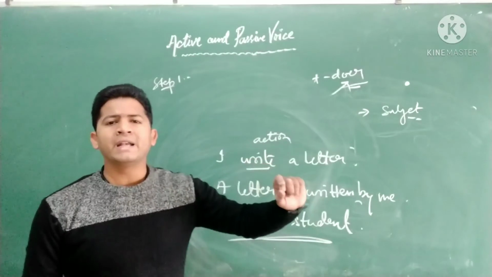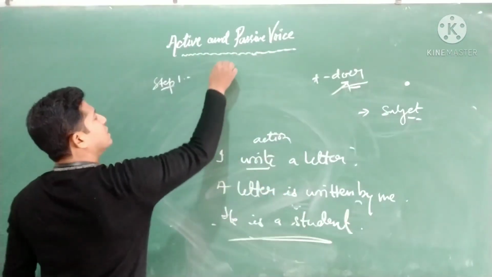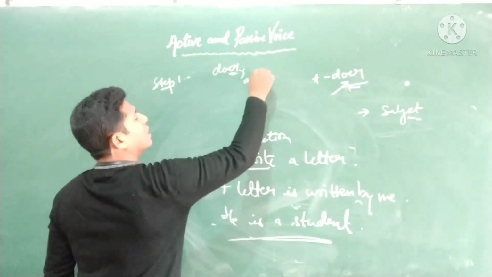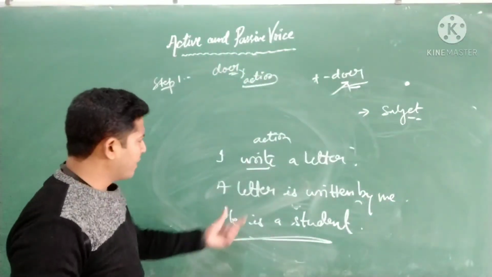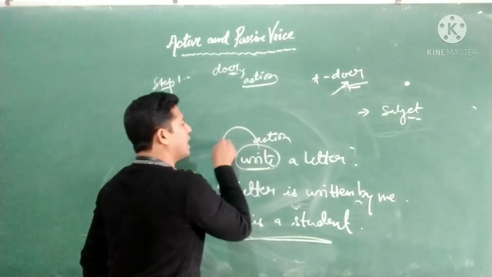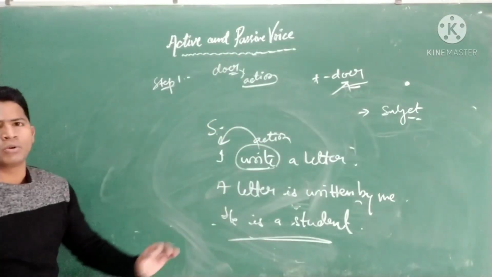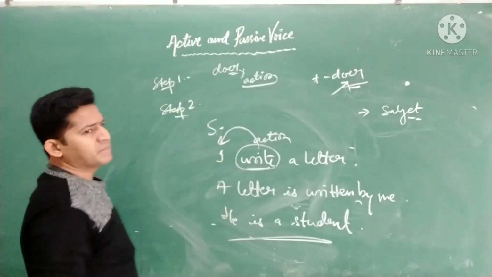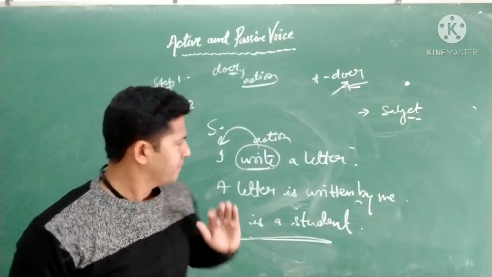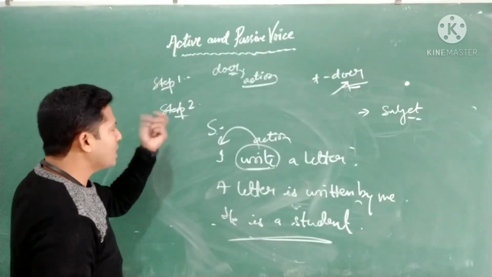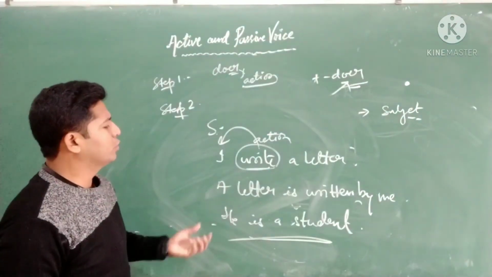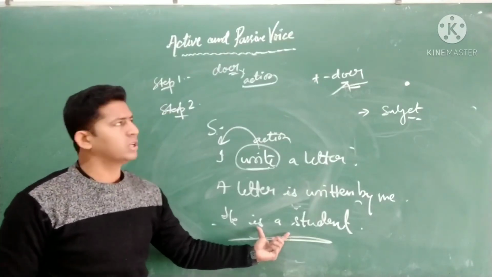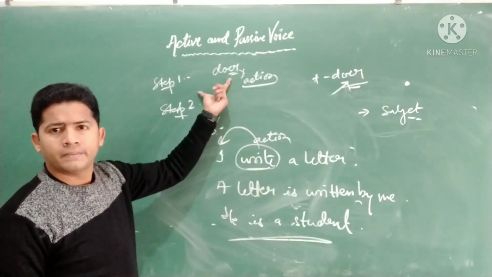So the first thing you need to find is what action is done and who is doing that action. Writing is action. Who is doing this? I is doing this, so I will be the subject. This is how you will find subject. Second step. If you found the subject in the first step, no need to go to the second step. In the second step, let's see the last question. He is a student. There is no action here. We can't follow the first step.